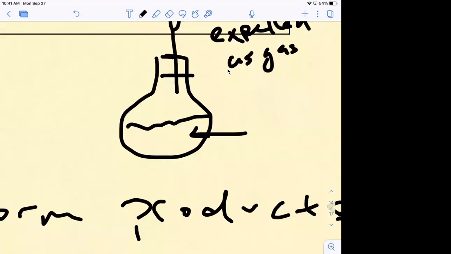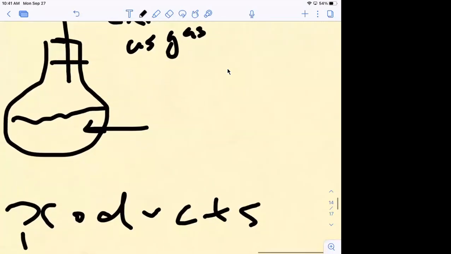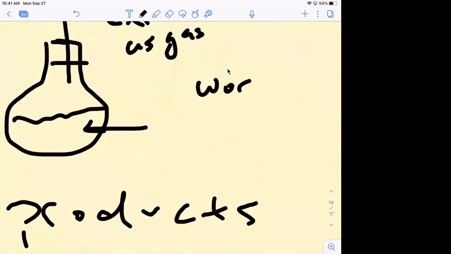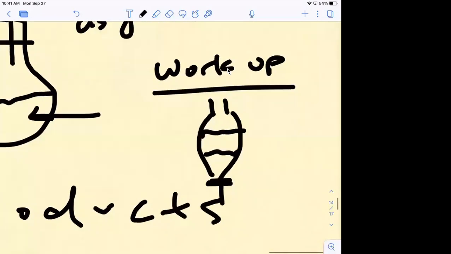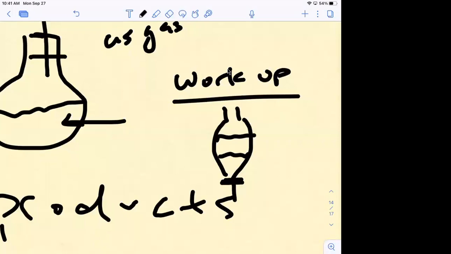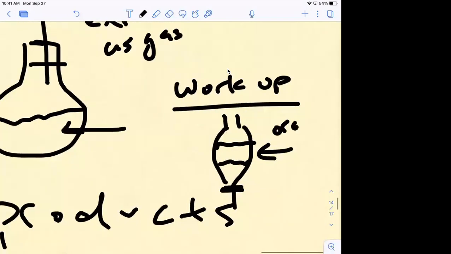So you'll take the reaction mixture, and in the workup, that's a good question, you'll have what's called a separatory funnel. Looks kind of like this. Has a stopcock on the bottom. And then you put your reaction mixture in here. Let's say that's the organic layer. And then you'll have an aqueous layer.